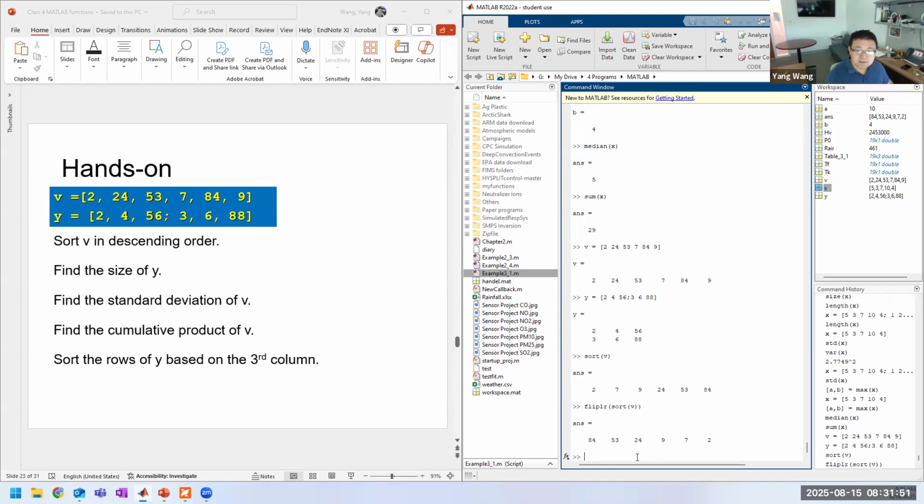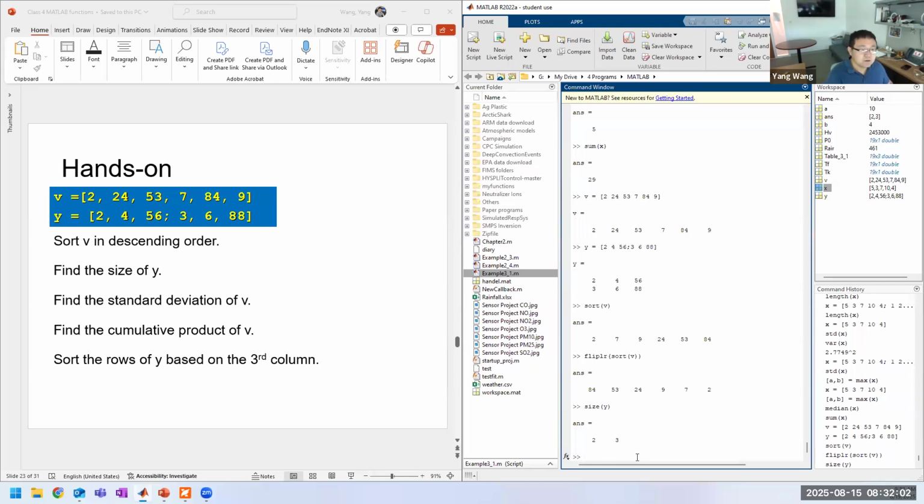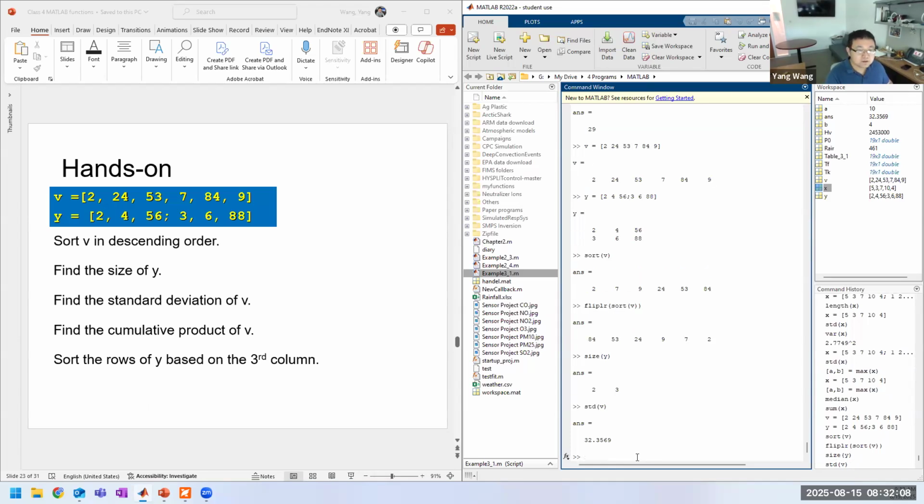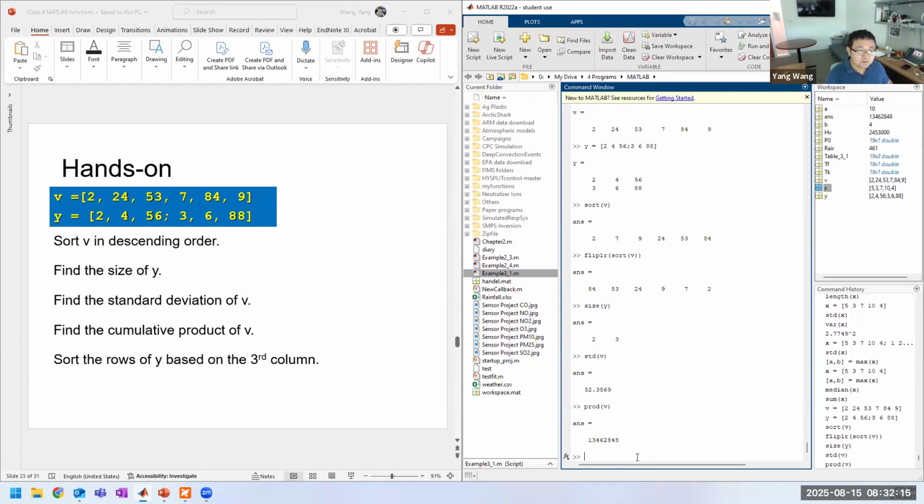Okay, so find the size of Y. We said earlier, Y is a matrix. It's going to give you the number of rows first and the columns second: 2, 3. Find the standard deviation of V. So just to do STDV, standard deviation. Then the accumulated product of V, which is the prod function, V, right?